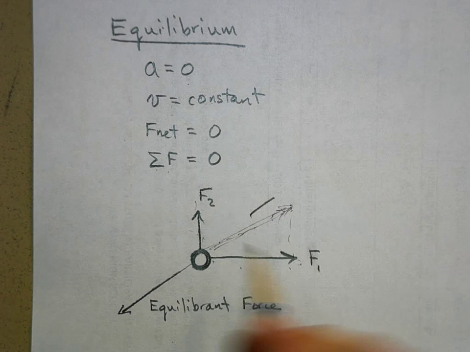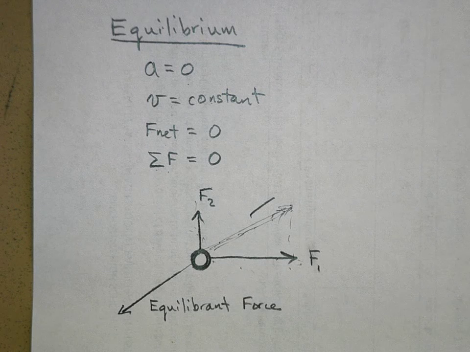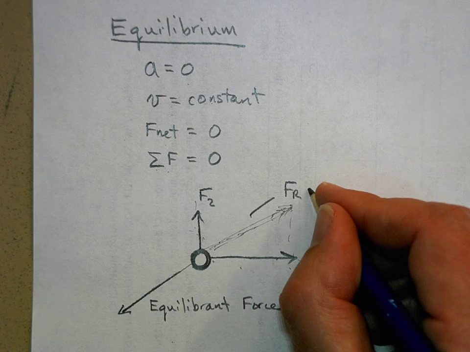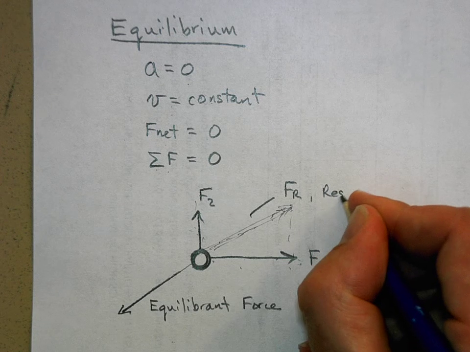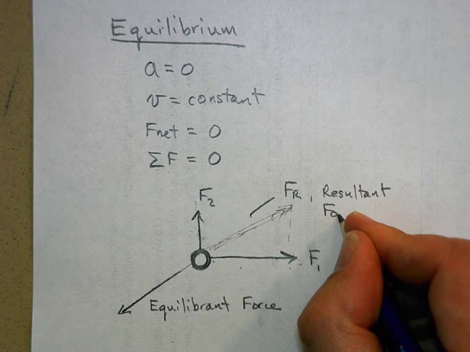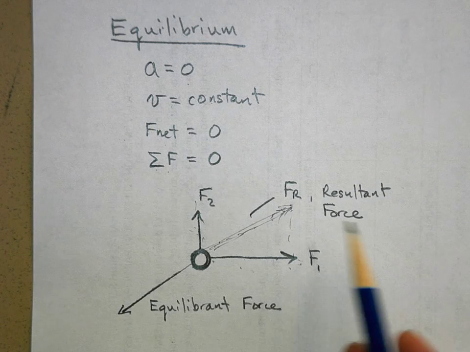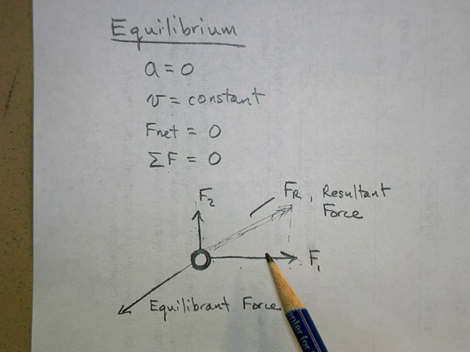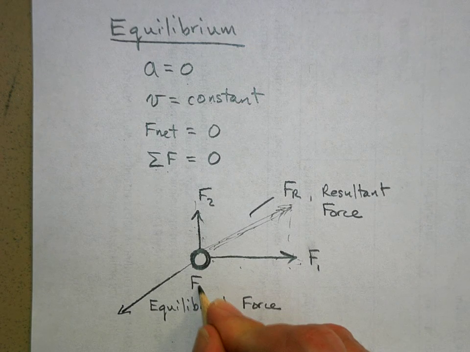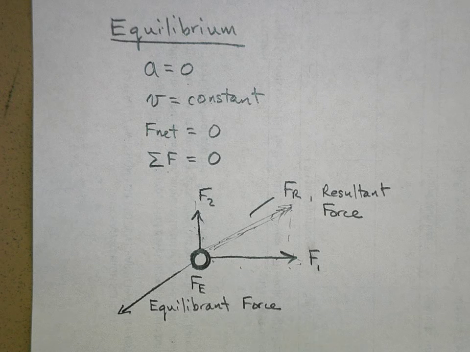So when I add F1 and F2 together, I get Fr, which is the resultant force. And then when I want to cancel out that resultant force to keep the object in equilibrium, that's called the equilibrant force, sometimes called F sub E. Okay.